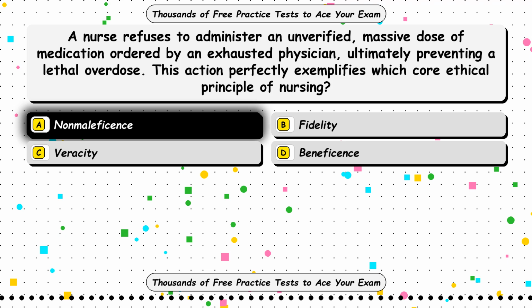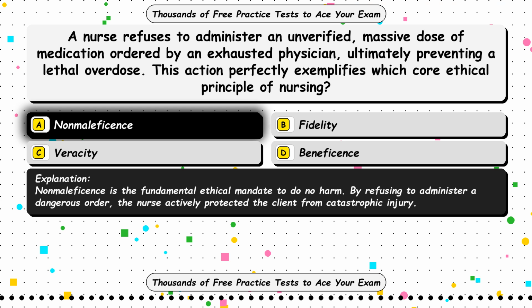The correct answer is option A, non-maleficence. Non-maleficence is the fundamental ethical mandate to do no harm. By refusing to administer a dangerous order, the nurse actively protected the client from catastrophic injury.